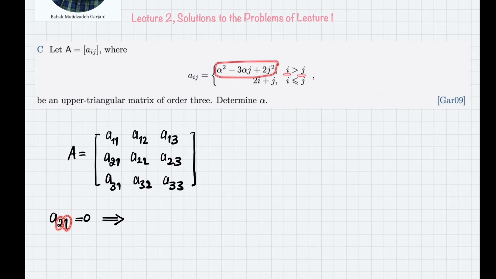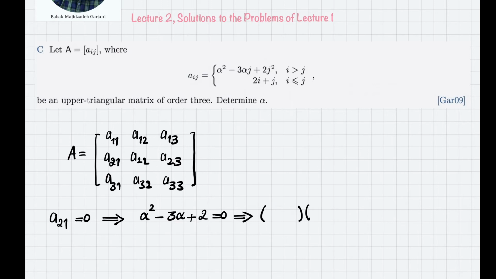And the j index is 1, so I replace the j index with 1. So this gives me alpha squared minus 3 alpha plus 2 is equal to 0. I'm supposed to find alpha. I can use PQ formula, ABC formula, or even simpler, I can factorize it.